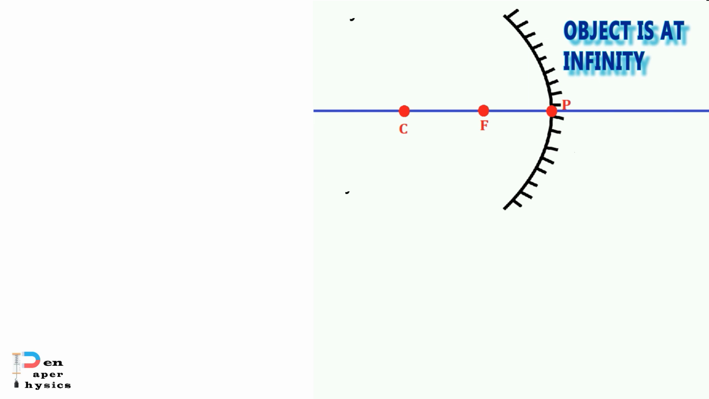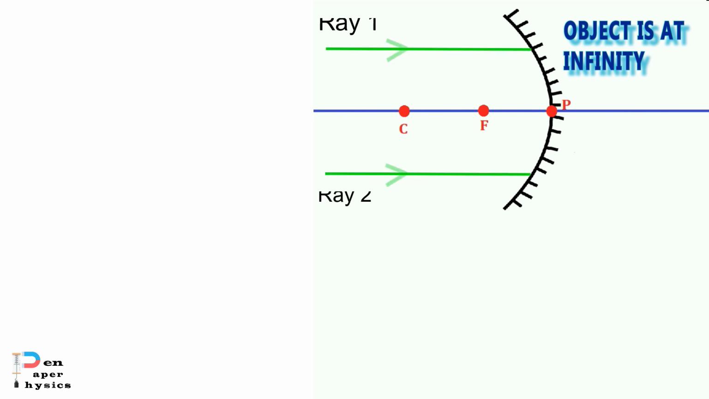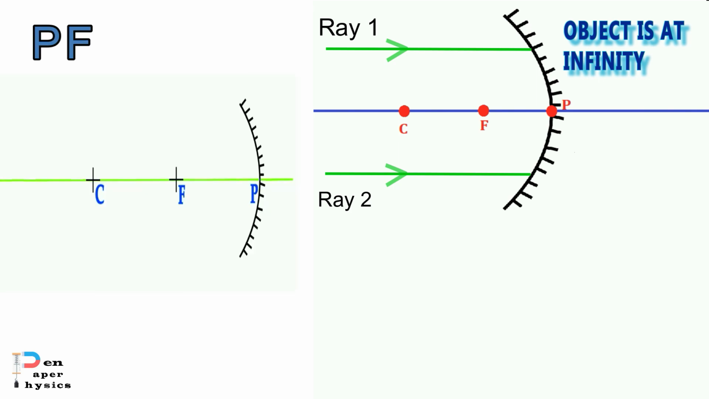Now when the object is at infinity, the light rays incident on the mirror are the paraxial rays. That means the rays which are parallel to the principal axis. For this kind of rays, we will follow the PF rule. That means paraxial rays, or the rays parallel to the principal axis, after reflection will pass through the focus. So for both ray 1 and ray 2, we will draw the rays passing through the focus. And here you get your image.